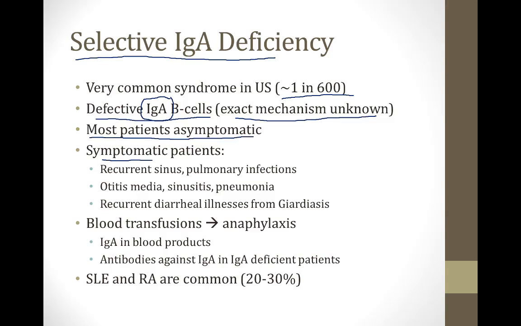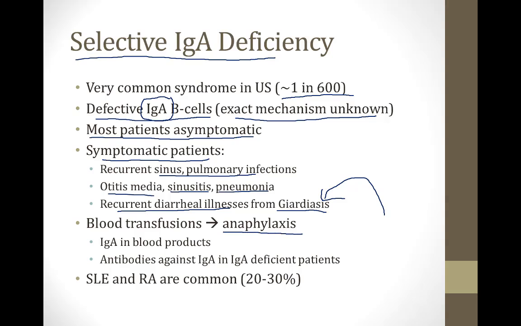When people are symptomatic, they develop recurrent sinus and pulmonary infections, and this is because you need IgA in the mucosa of the respiratory tract in order to defend against invasion by pathogens, especially bacteria. So these people can have recurrent otitis media and sinusitis and pneumonia. In addition, they can develop recurrent diarrheal illness from giardiasis. You really need IgA to coat Giardia in order to clear this infection from your GI tract, and people who are missing IgA for any reason will often have problems with Giardia infections.